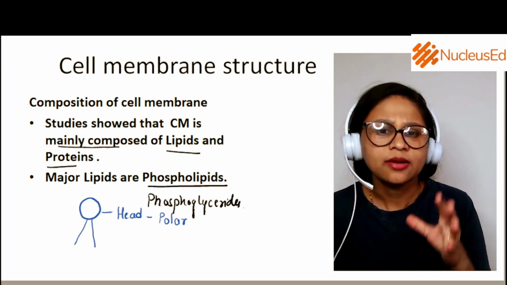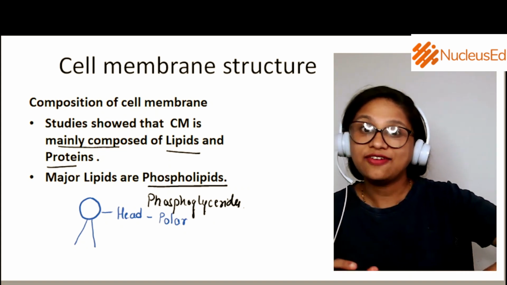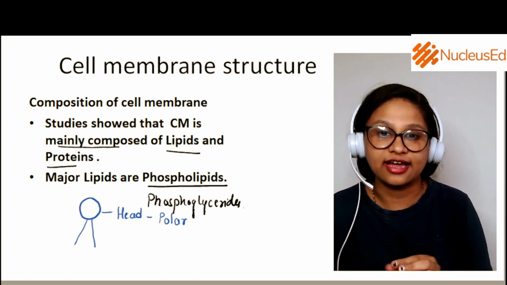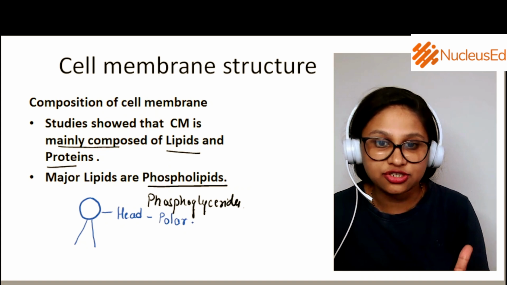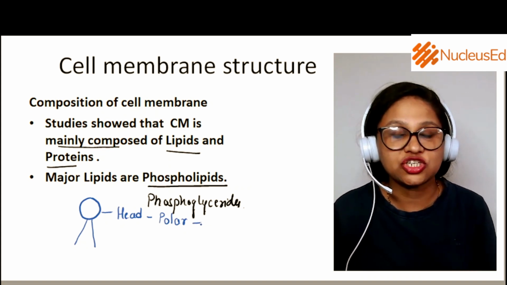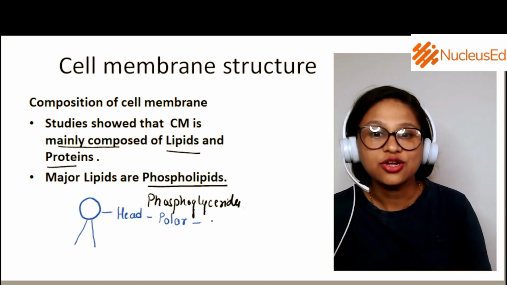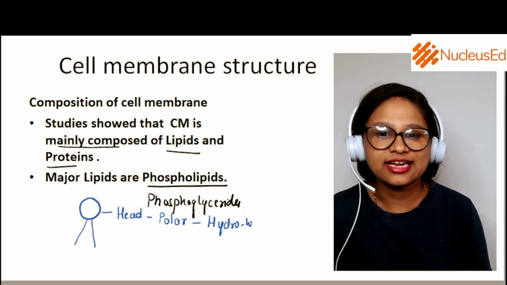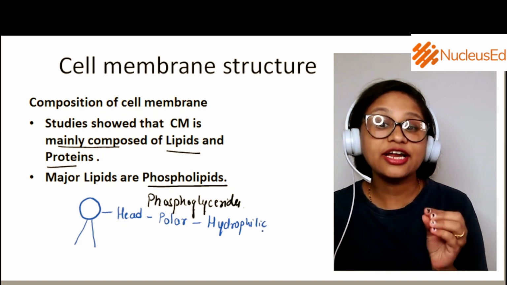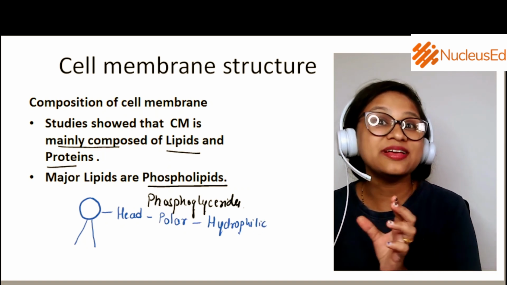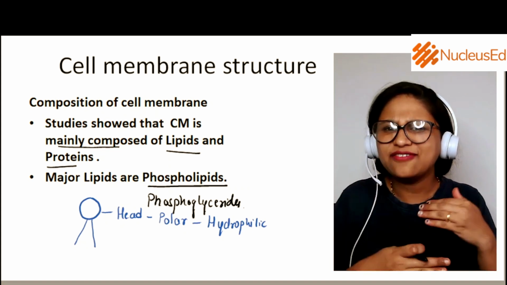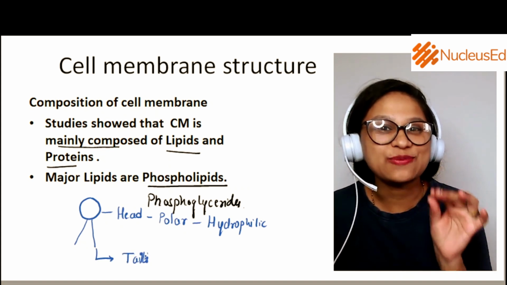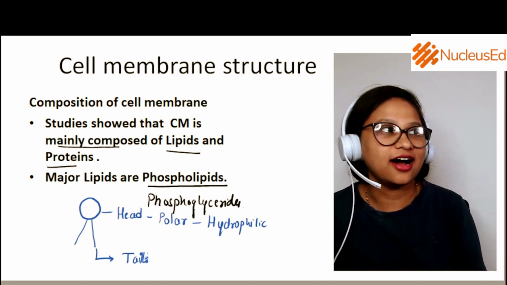What is polar? Polar means any molecule which has a positive and negative end. So the head has such positive and negative ends, and these positive and negative charges on the head give it a polar nature, leading to affinity towards water, and that's why the head is hydrophilic in nature. Head is hydrophilic. Hydro means water, philic means loving or affectionate. So it has affection towards water. It is water loving.